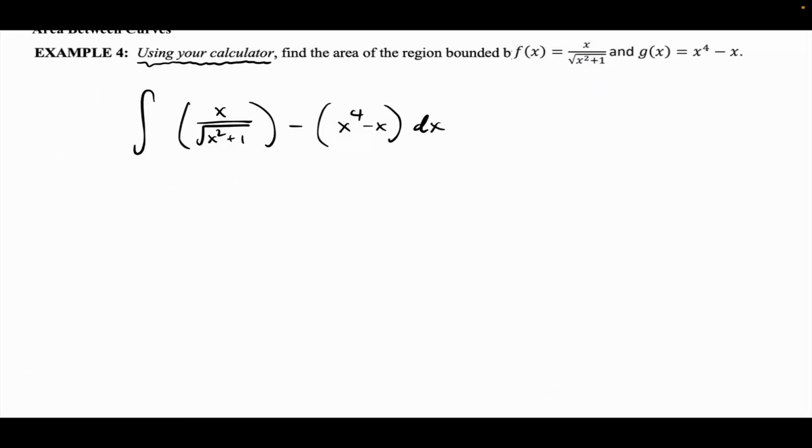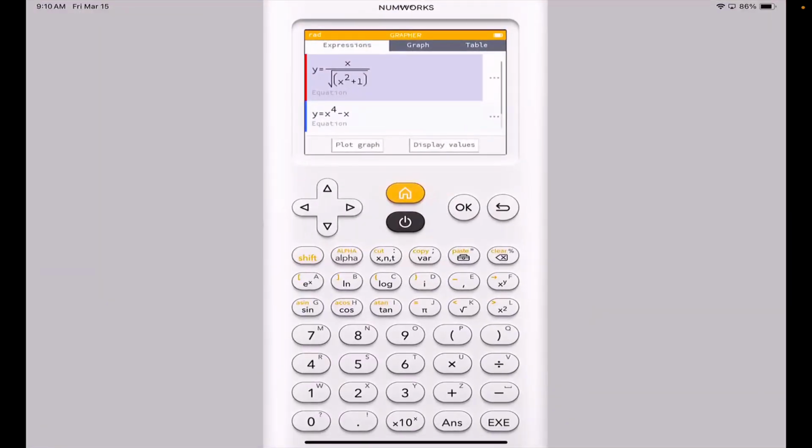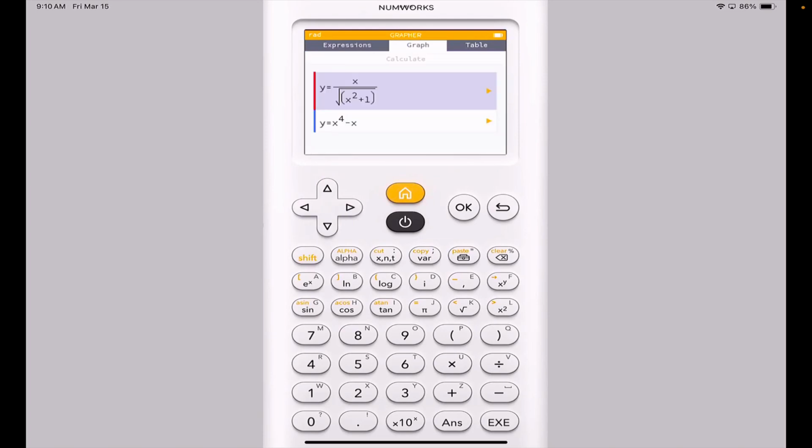So the next thing I got to do is where do they intersect? They intersect here and they intersect there, right? It looks like 0, 0 they intersect, and then it looks like 1 point something maybe. I don't know. So I got to figure out the intersections, right? So intersections, go to calculate. Doesn't matter which one you pick. I need to find the intersections.